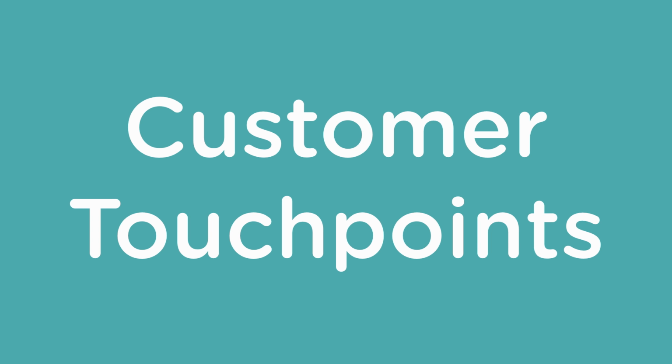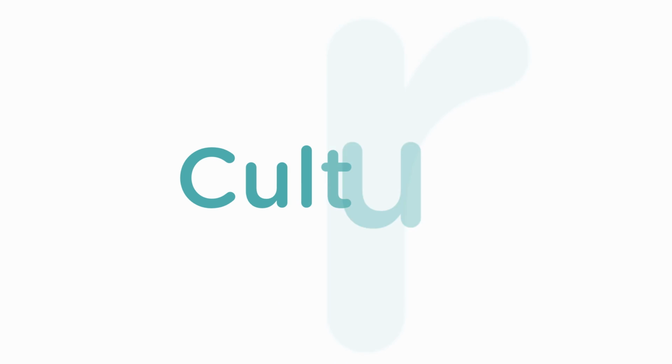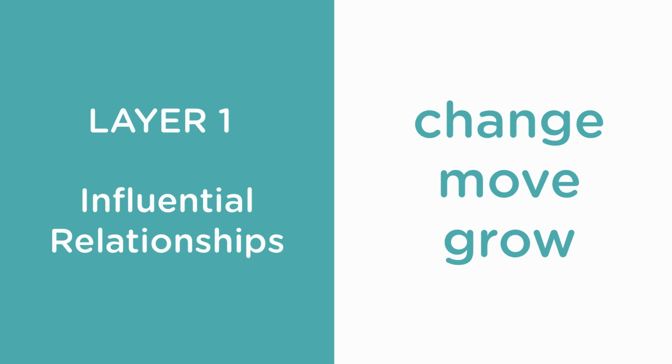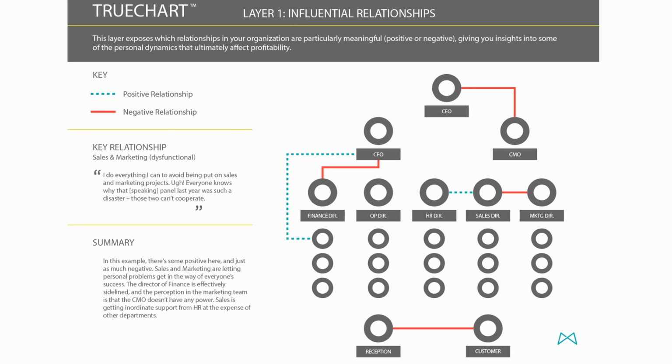What's so important about those layers is they really help you understand the culture that exists, because customers can see that, they can feel that in every interaction. Layer number 1 is about influential relationships, the relationships that allow people to change, move, grow in the organization, or prevent that. In the example that we're using here, you see a couple of things.